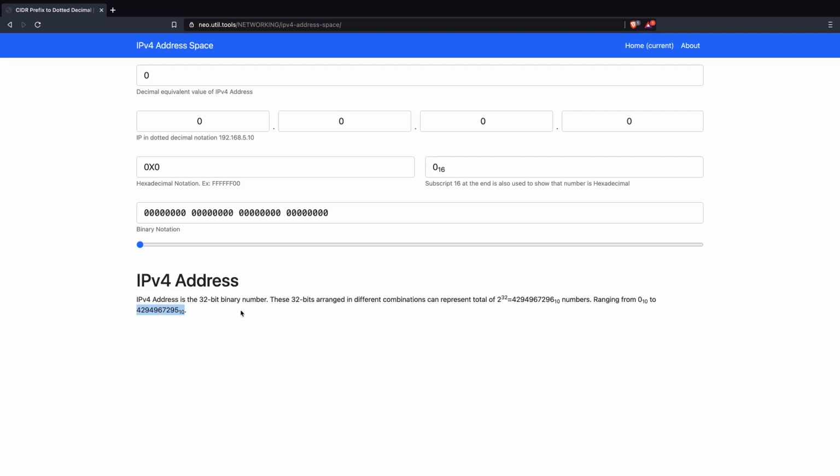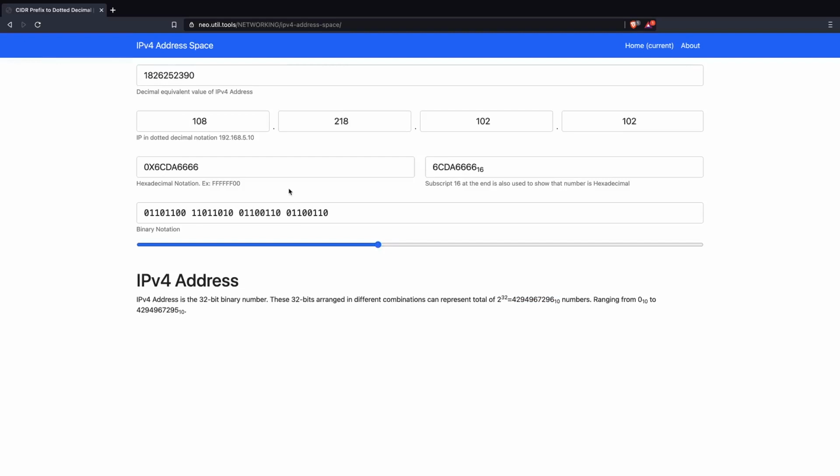So this is just how we are representing it. This is a 32-bit number. As we learned, if you take 2 bits, what are the different combinations? 00, 01, 10, 11, right? Likewise, these bits can be arranged to represent 4 billion numbers. Let's scroll down. So from 0 to how many? 4 billion. Okay, let's take some random IP.